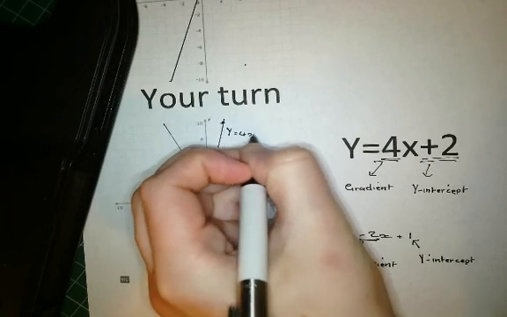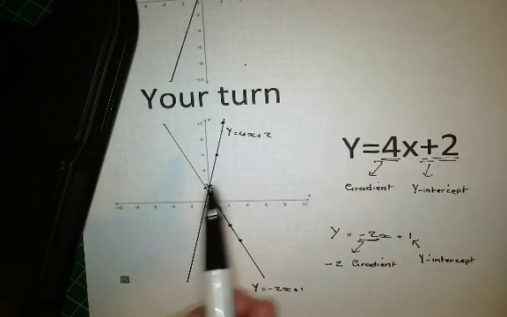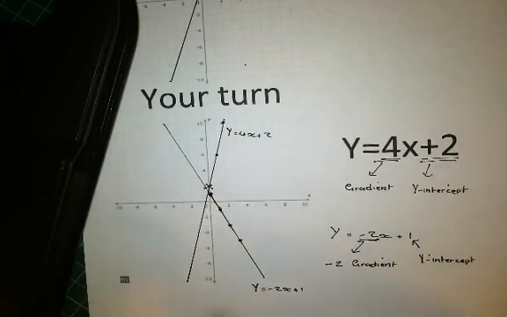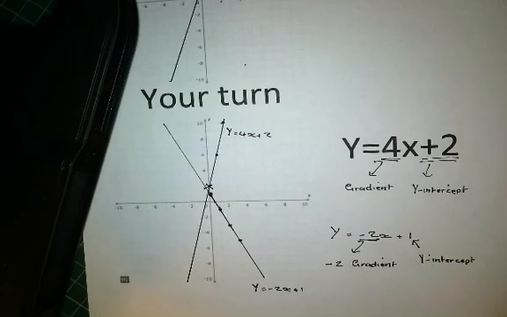So this one is your y equals 4x plus 2. This one is y equals minus 2x plus 1. So if you've got a negative gradient, your line's going to go down. If you've got a positive gradient, your line's going to go up. Don't let that catch you out.